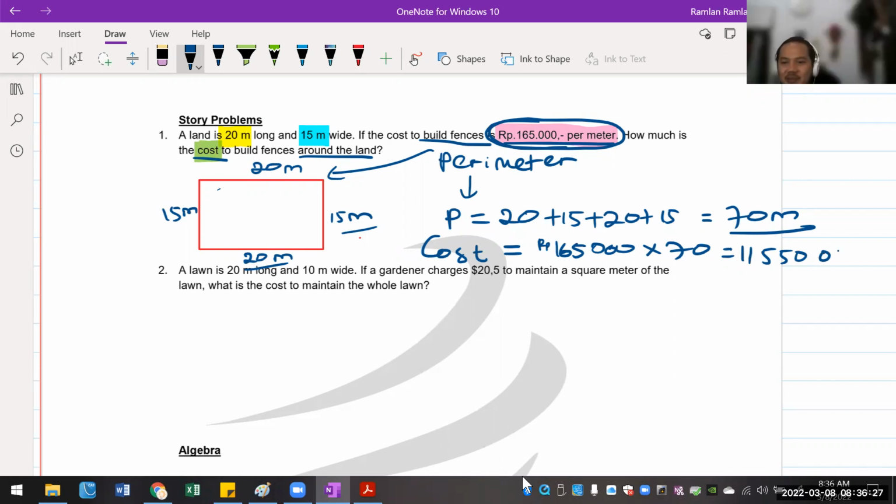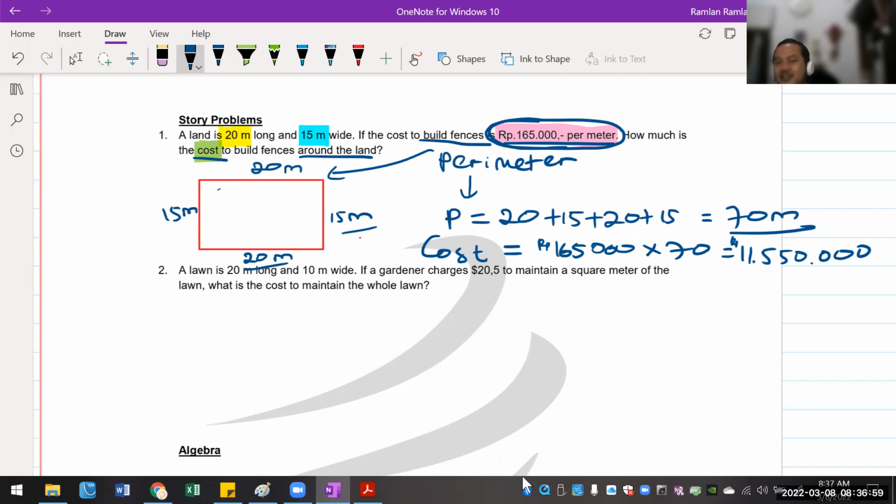Oke. Jadi coba baca ulang nih berapa nih? 11 apa? 11.000? 550.000. 11-nya 11 apa? Ribu, Pak. Ini lupa, Pak. 11 juta. Oh iya, 11 juta ya. Oke, 11.550.000 rupiah. So, mahal ya. Bikin pagar 70 meter.